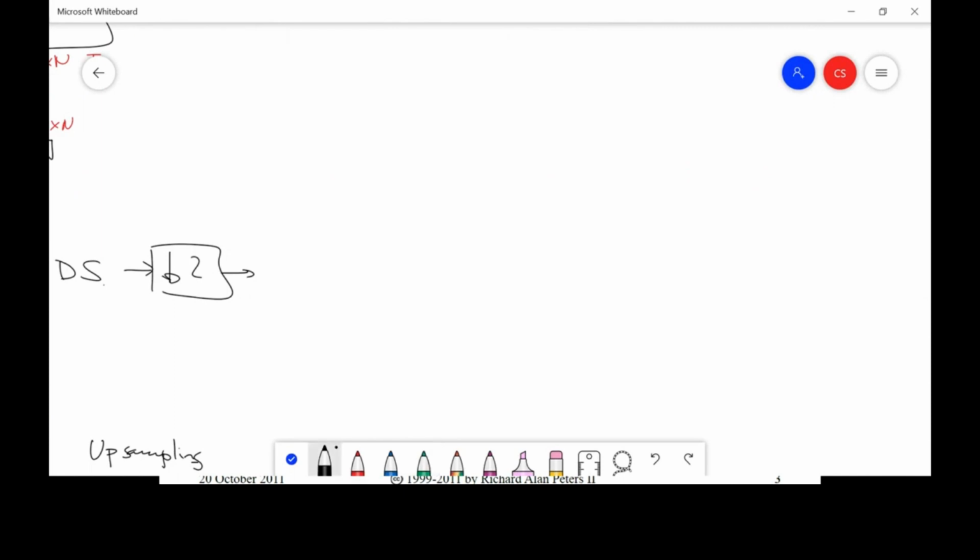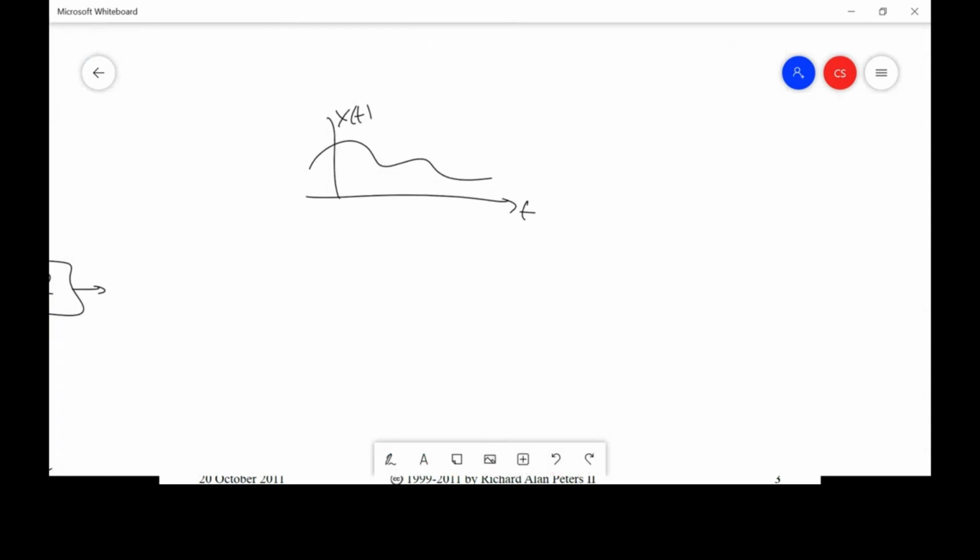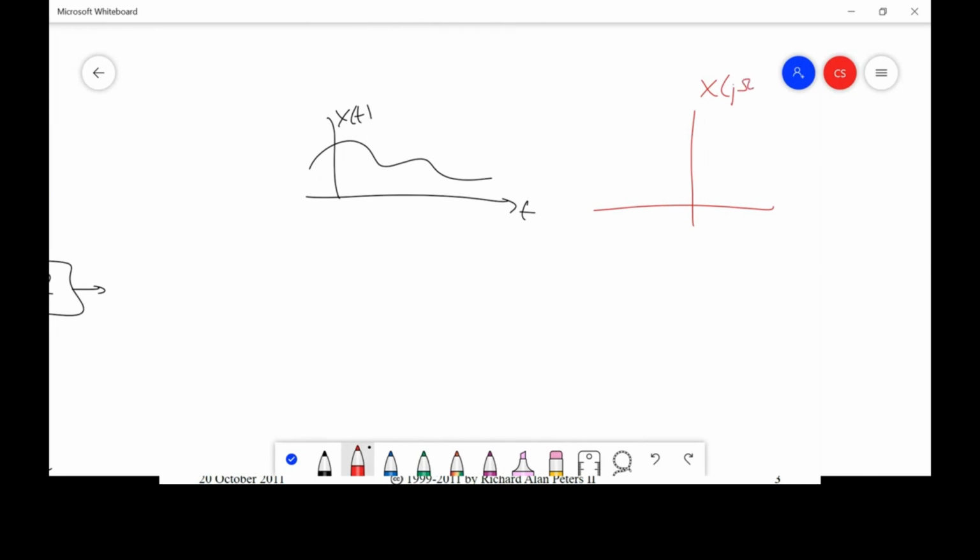Okay, so let's say that we have a continuous signal, x of t. This is a reminder of things you already know. And this signal has a Fourier transform, X of omega. And we always draw it like this, right? Minus omega max, plus omega max. This is the frequency axis.